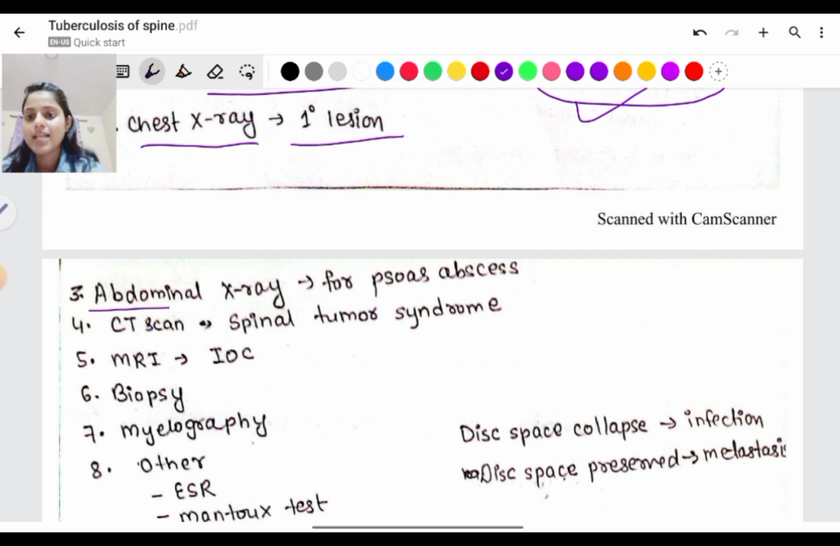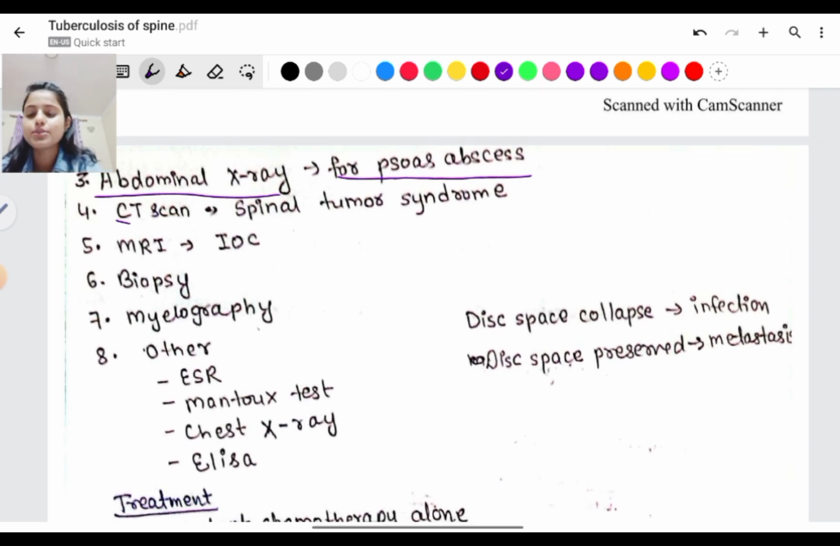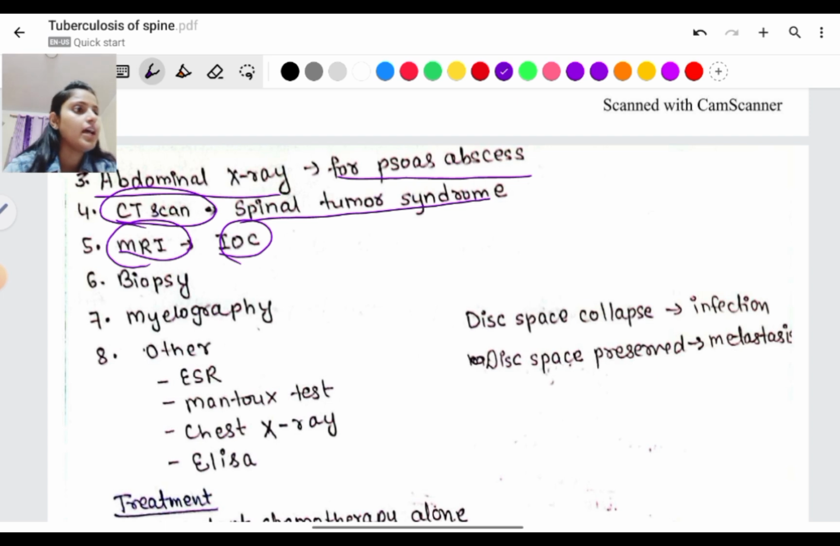We do abdominal X-ray to see the psoas abscess. CT scan is useful if the patient presents with a spinal tumor syndrome. MRI is the investigation of choice, as all the soft tissue, cartilage and the marrow changes can be seen, hidden lesion can be seen, and cord symptoms and involvement can be seen easily.